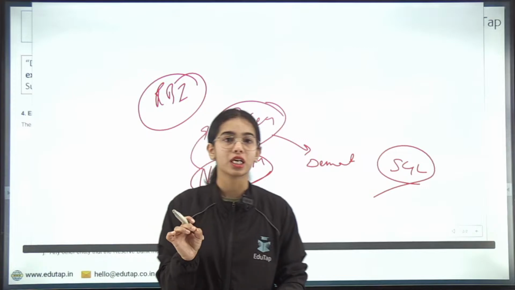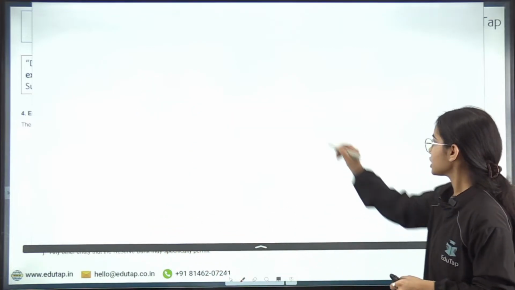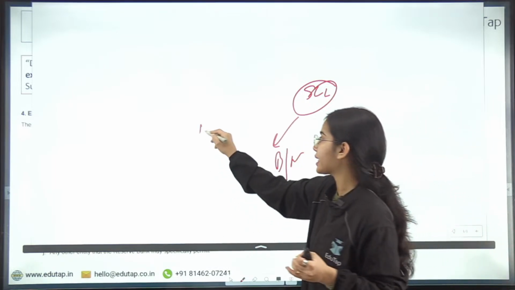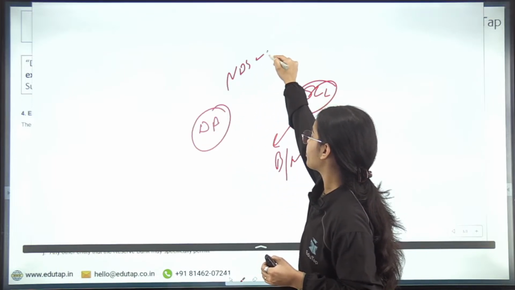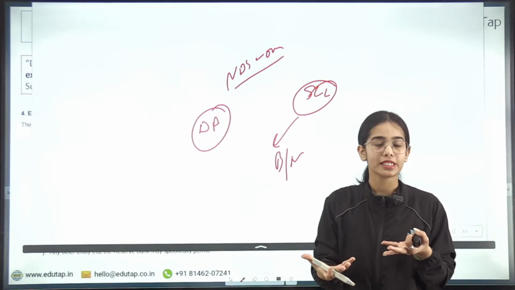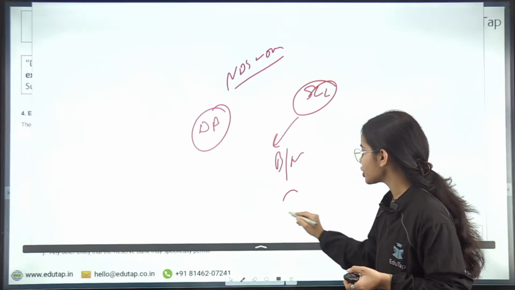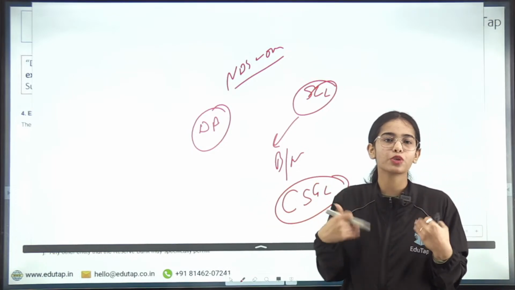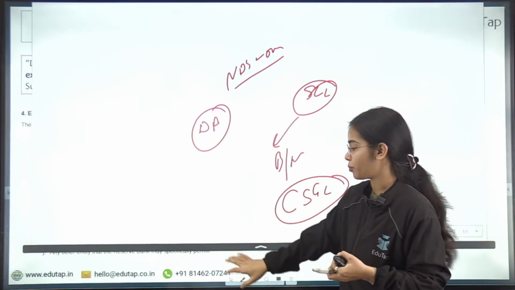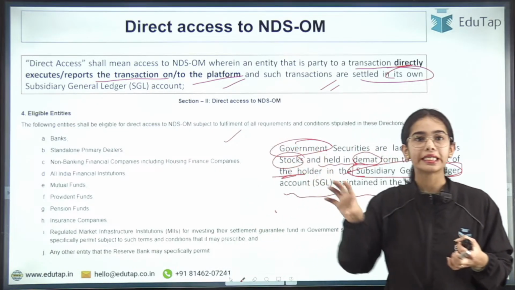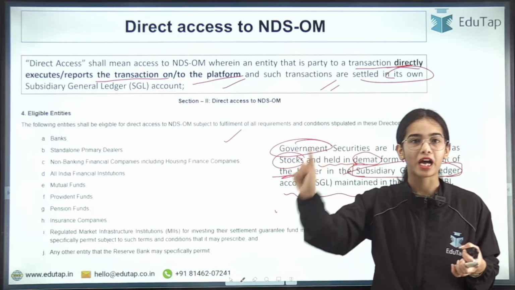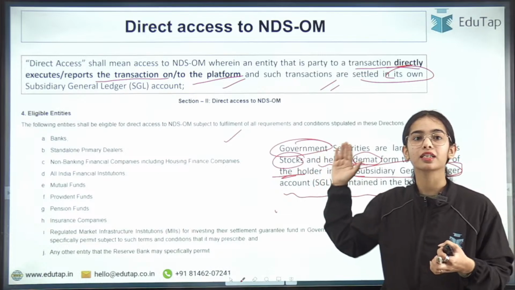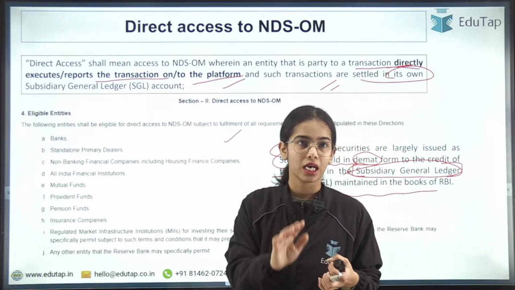Now these subsidiary general ledger accounts are the accounts of the banks, NBFCs and such entities that have direct access to the NDS-OM platform. Let's say you and me, if we are trading in the government securities, we have to open a constituent subsidiary general ledger account, okay, because we do not have direct access to the NDS-OM platform. All the entities that have direct access to the NDS-OM platform need to have a subsidiary general ledger account, because they will directly get the government securities in it. I hope this is clear.